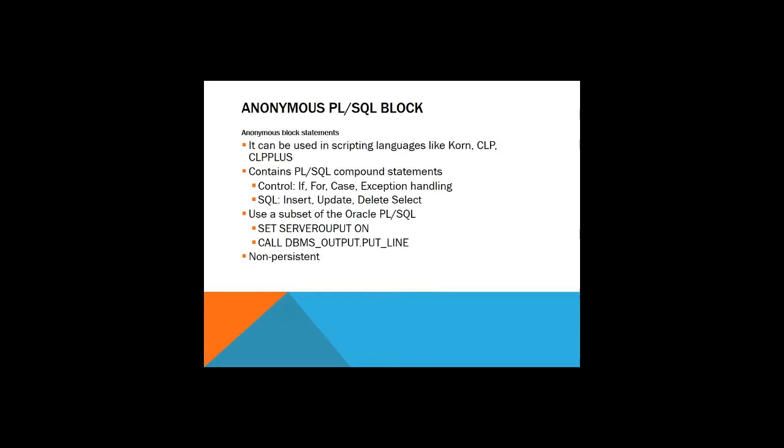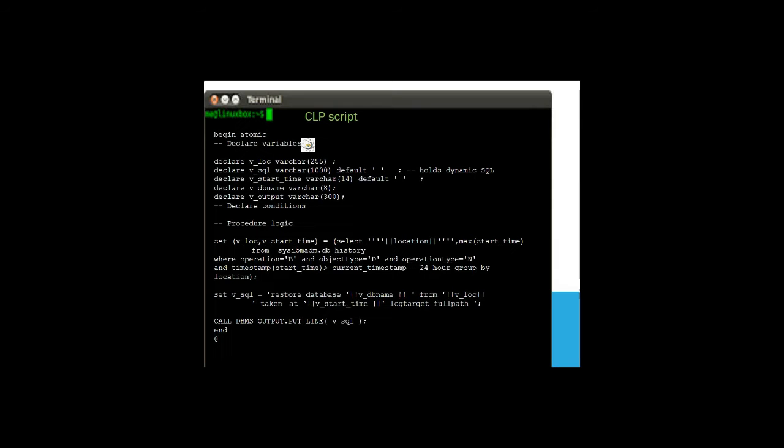So anonymous blocks, we can take a look at them. They're in scripting languages, Korn, C, C++. It contains the PL/SQL compound statements we're familiar with: inserts, updates, deletes, exception handling. And I'm going to use a couple of subsets of the Oracle PL commands, set serveroutput, so I can use the DBMS_OUTPUT.PUT_LINE to show my code.